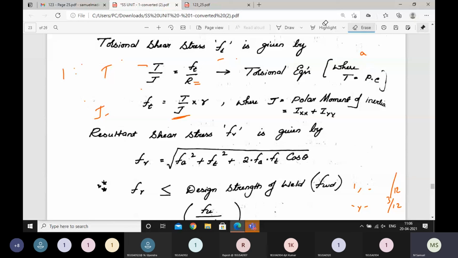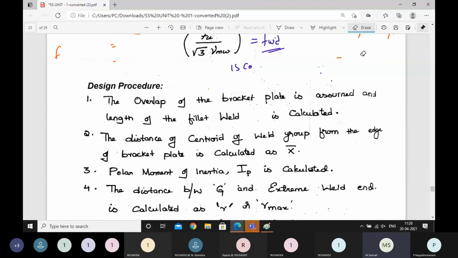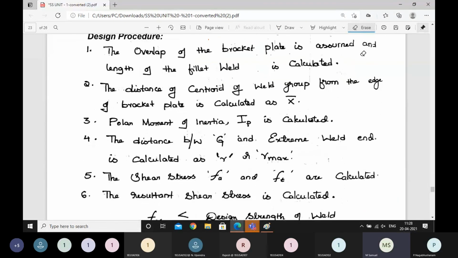Right. So now this is the factor load and this is the eccentricity. Okay. See, this is the procedure you need to follow in order to design bracket connections. So first thing is ANT. First thing you need to do is the overlap of the bracket plate is assumed.